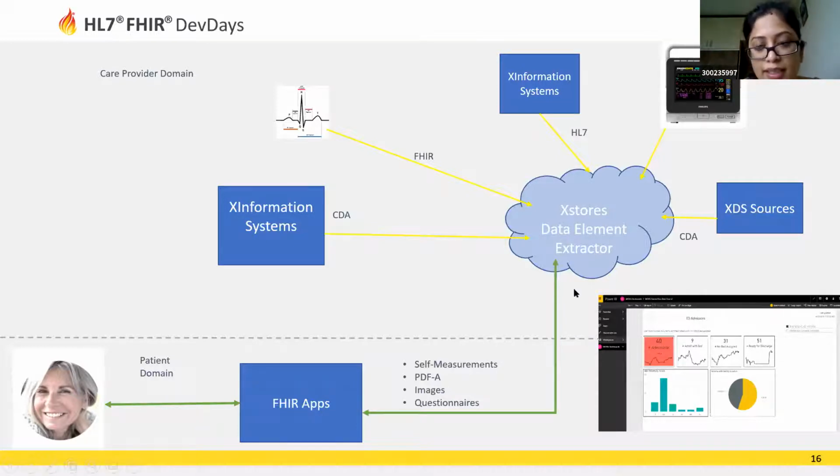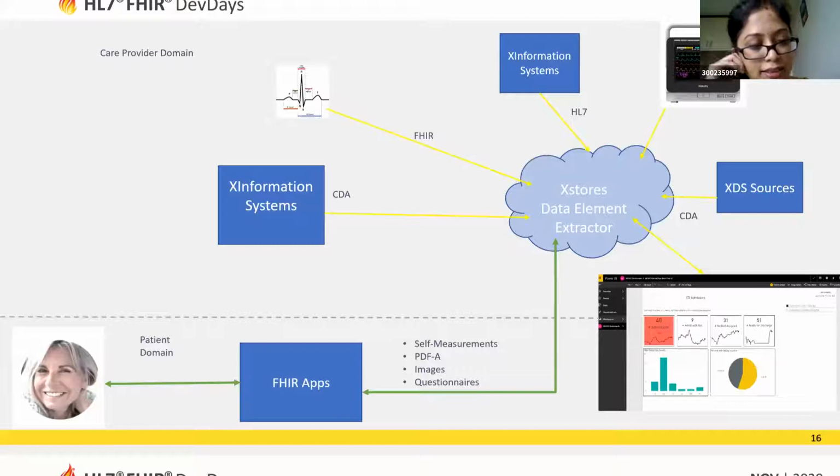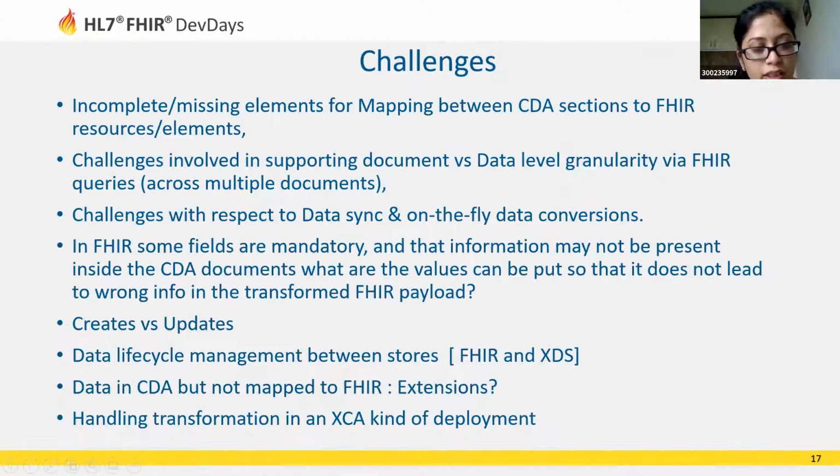Similarly, once we make the data available in the FHIR formats, either via a FHIR store or via on-the-fly transformers, it could even be made accessible to any dashboards used by the care providers as well. So that's the scenario in a nutshell, and how we used the profiles to solve some of the scenarios. So what are the challenges that we faced during the implementation and other aspects of this?